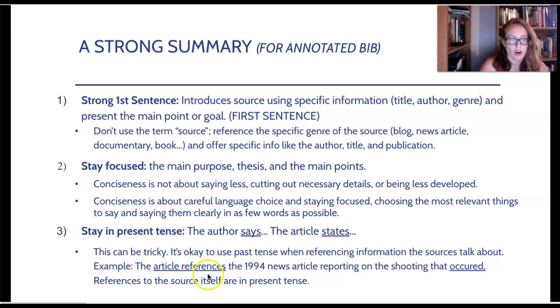So an example could be, the article references. I'm talking about the article, the source itself that I'm writing about. So that's present tense. The 1994 news article reporting on the shooting that occurred. I could say occurred because the events talked about in the article are past tense. I'm talking about the article. I say the article references, the author states, the book reviews, and keep those things in present tense. I know it sounds tricky and super tedious, but it is something to practice because we do consider academically the present tense to be the more formal and appropriate tense to write in.